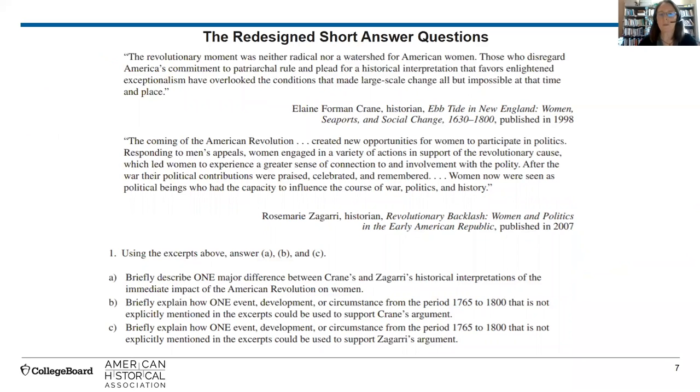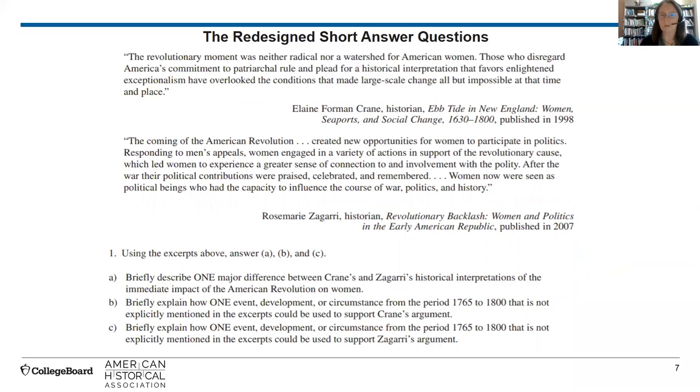This is an example of a redesigned short answer question from the US history exam. It gives students two interpretations of the impact of the American Revolution for women. And then it asks them to do three tasks. So again, this is not an essay. This is more like one of those shooting drills in basketball.